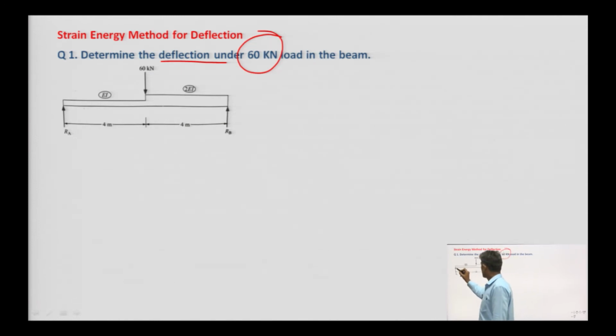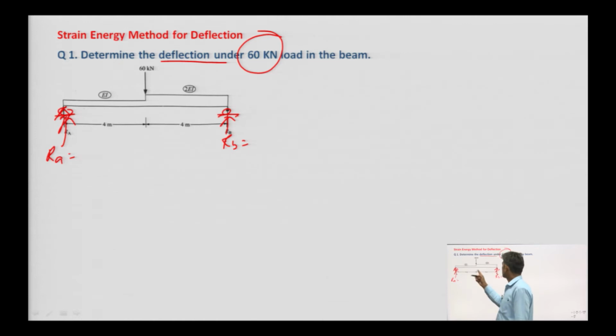This beam has been supported here. Actually, it is roller supported. So, RA and RB. What will be the RA and RB? Because it is symmetrical, it is 30 kilonewton and it is 30 kilonewton.